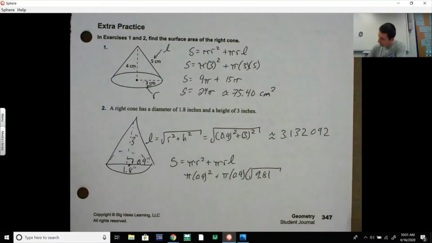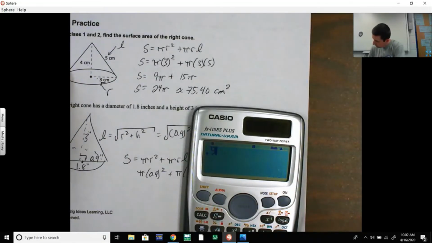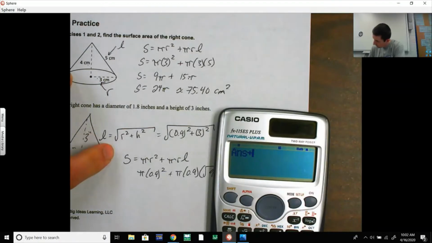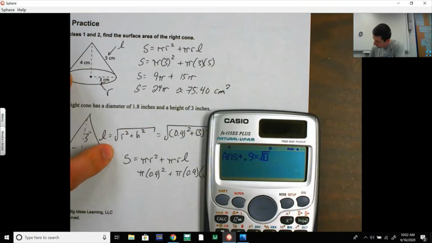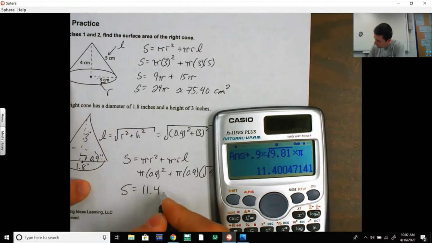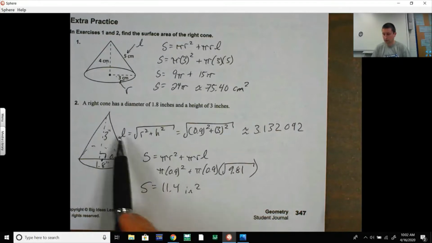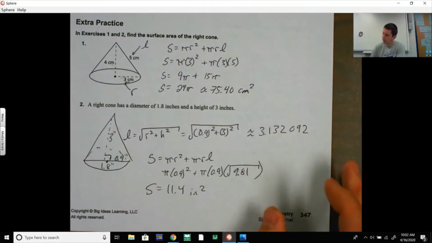Okay. So let's figure what that is. So I have 0.9 squared times pi, that's that, plus 0.9 times the square root of 9.81 times pi. We get about 11.4, and that would be square inches, 11.4 square inches. Okay, so again, Pythagorean theorem used to find the slant height. You have to use the slant height for that.